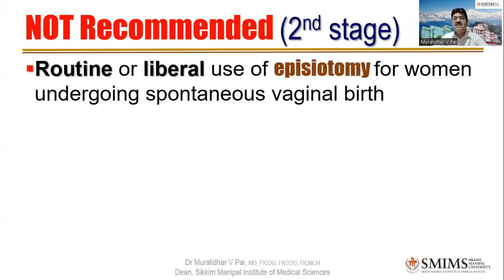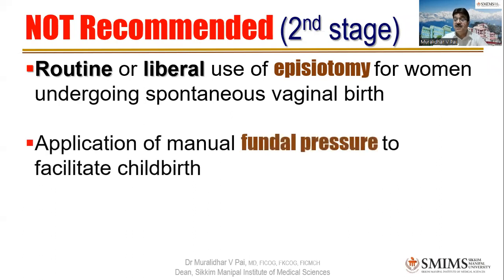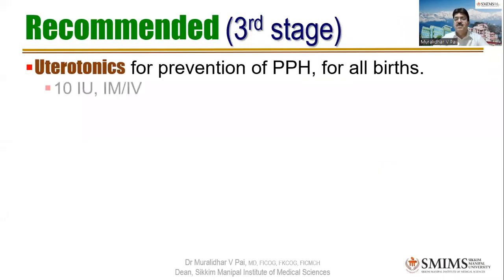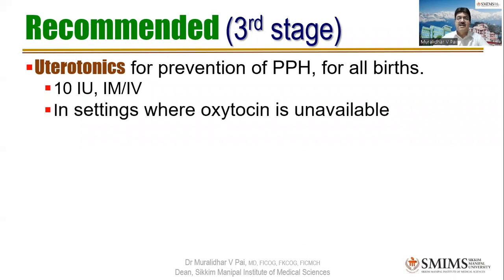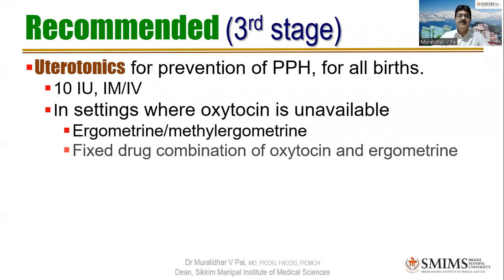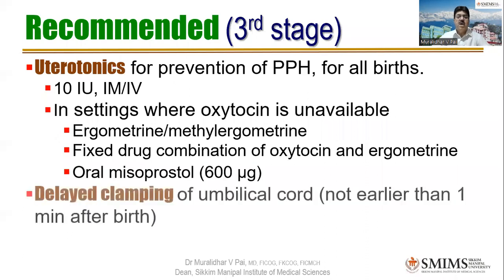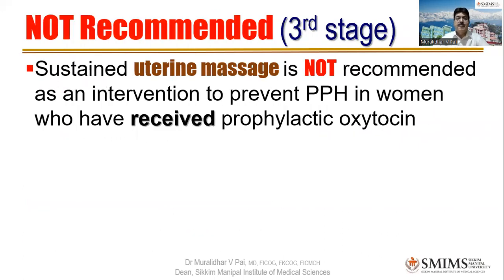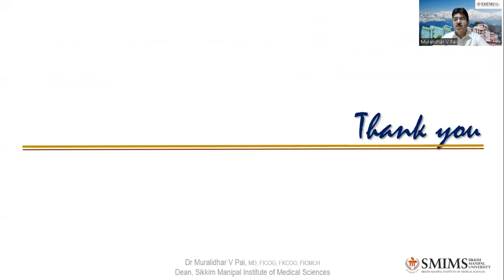Not recommended are routine or liberal episiotomy and application of fundal pressure. It was a big controversy once in Manipal, but WHO doesn't recommend it. Third stage, uterotonics for prevention is recommended. This is standard 10 units of oxytocin, and then ergometrine, if you don't have it, can be given. And of course, misoprostol 600 mcg in the primary settings. Delayed clamping is always advised by everybody. And controlled cord traction, of course, is the method. But sustained massage is not required.